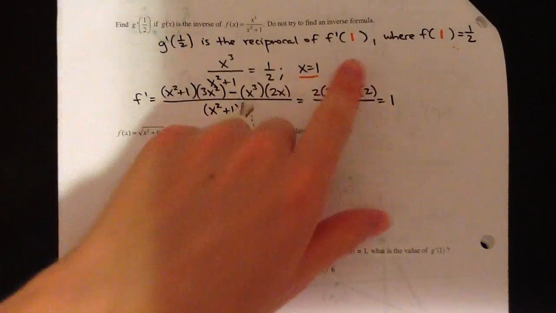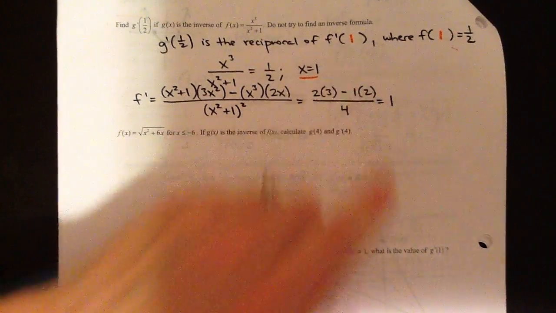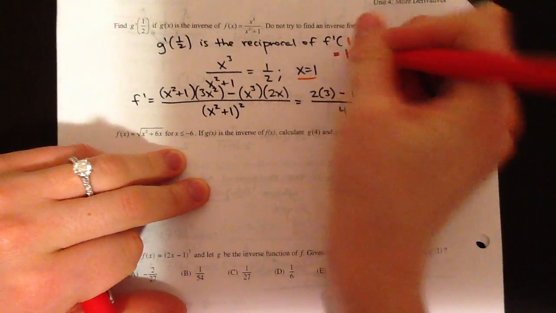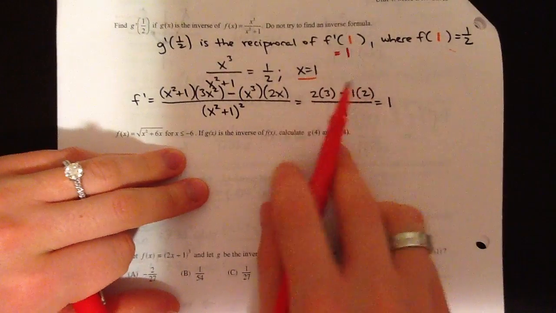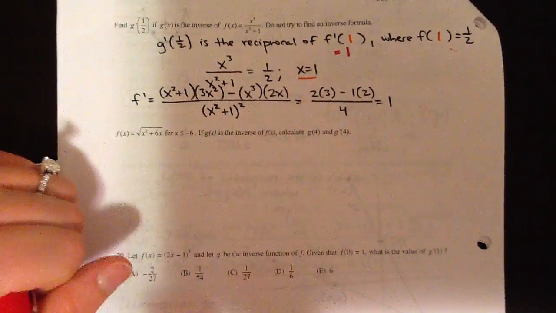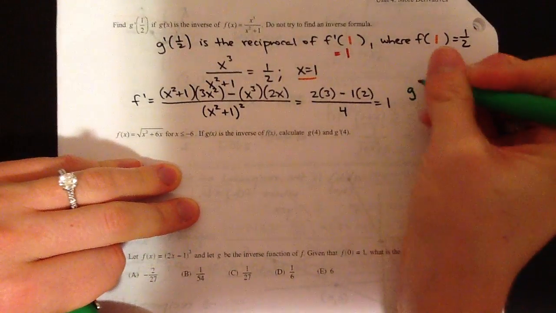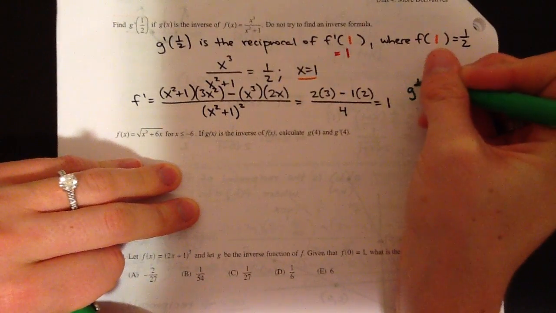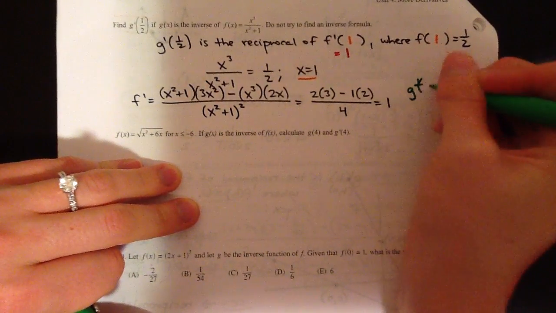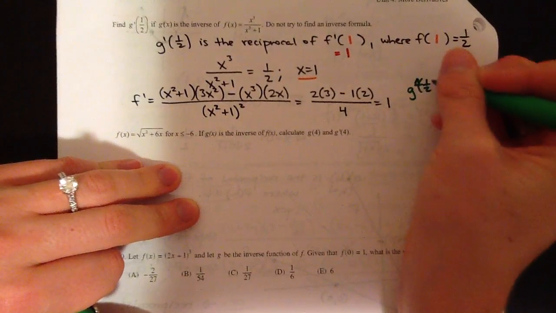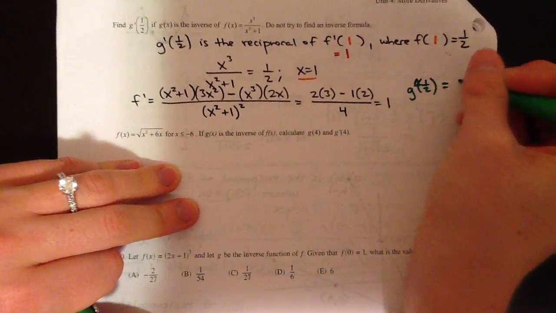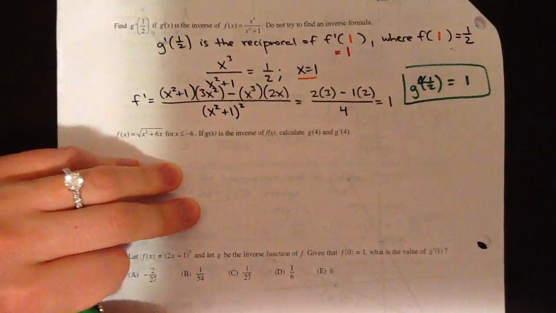So last thing, we know what this is. So we know that this equals 1. So f prime of 1 is 1. That's what we just found here. g prime of 1/2 is the reciprocal. So what that means is that g prime of 1/2 is the reciprocal of 1, which is also 1.